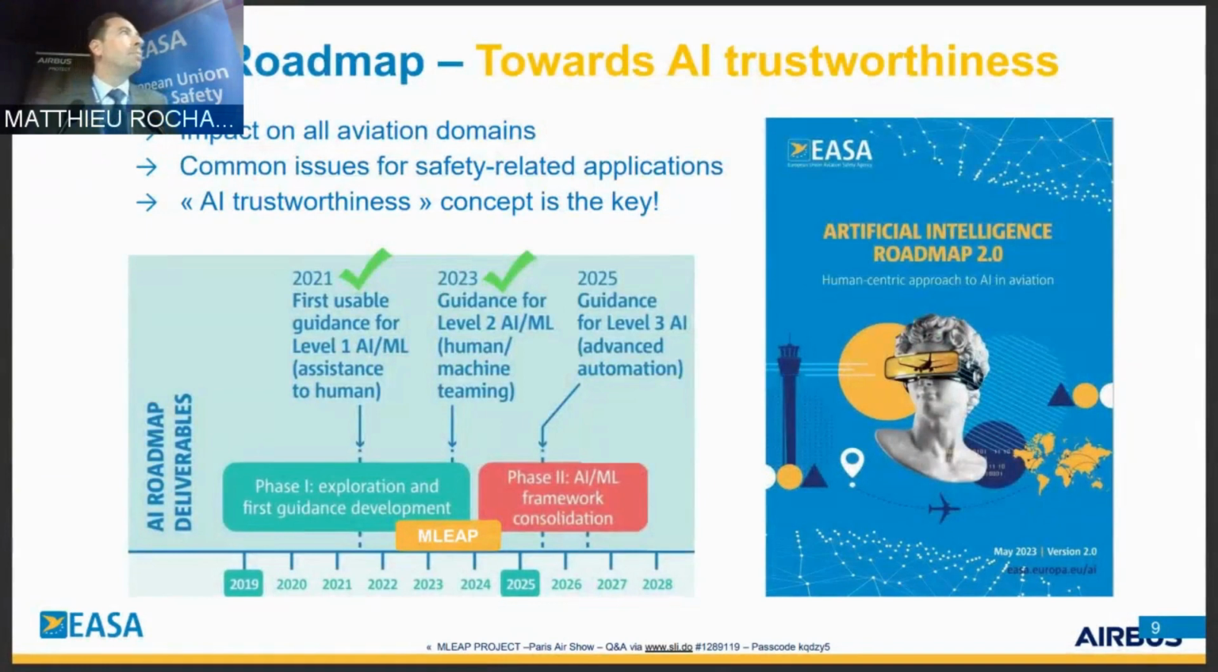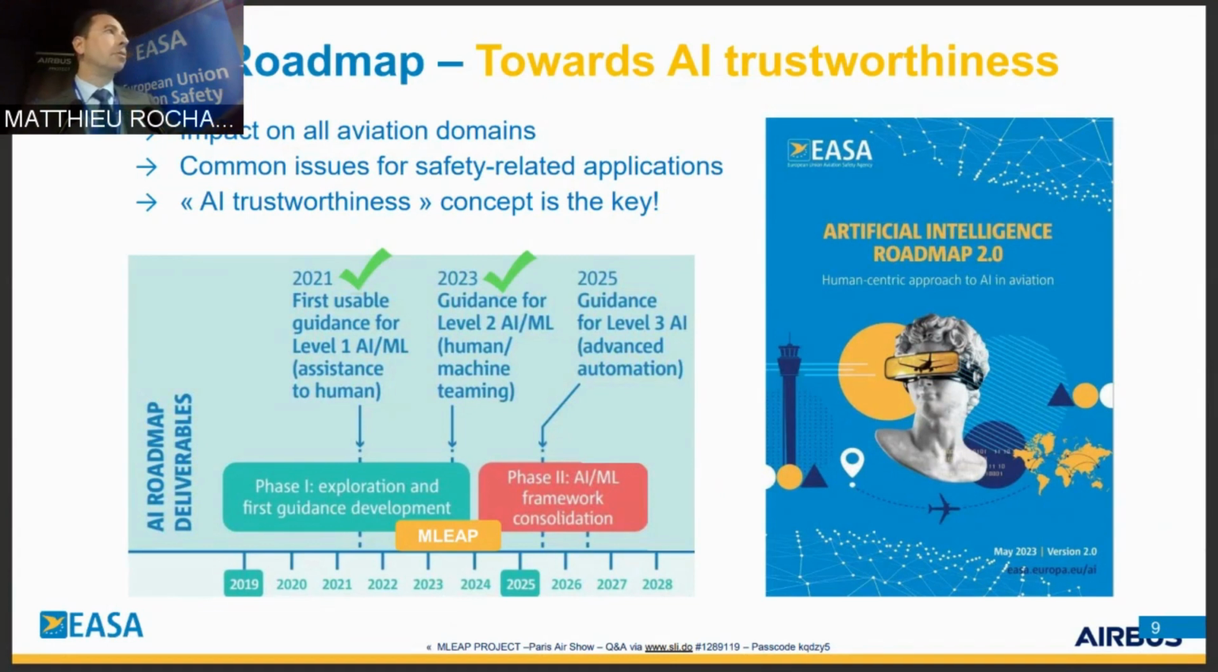So the big picture is actually this EASA AI roadmap, which we published in 2020. And that was the starting point, I would say, of a journey. Since then, we have deployed a number of efforts to get within this phase one that you can see at the bottom here of the time frame, exploratory and first guidance development, to deliver, with a vector that we call the concept paper, a set of anticipated objectives at the top level and possibly anticipating also means of compliance for the deployment of safety-related applications in aviation.